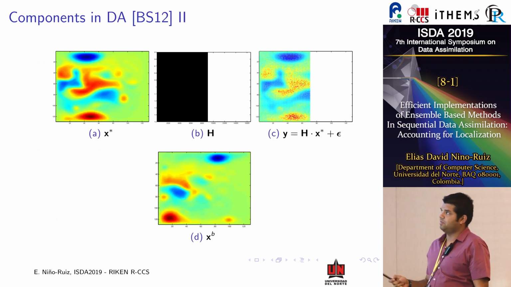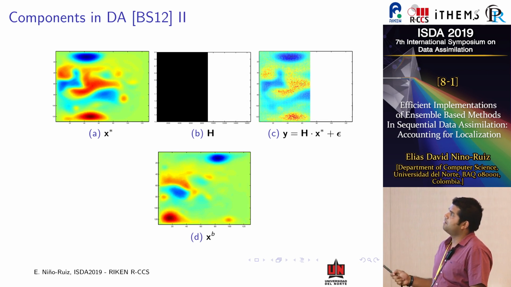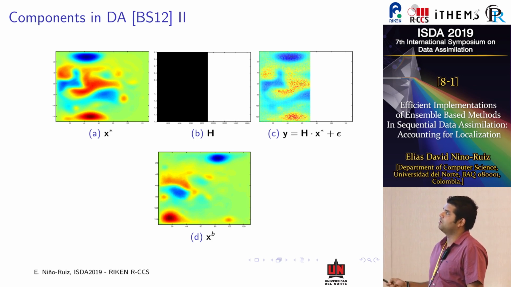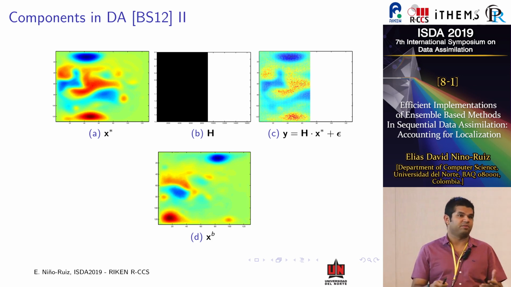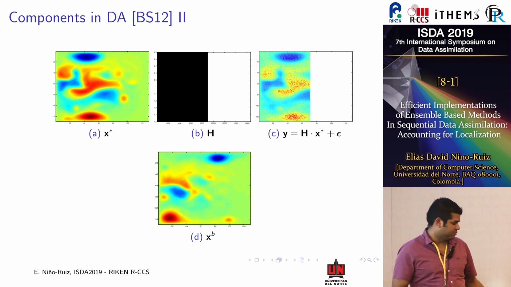So basically, we have the state of a system. We have, in this case, a linear observation operator. I have observations from the actual state of the system. I have a prior estimate of the state of the system. So the question is whether I can get a better estimation than the prior one given by the numerical model. And we know the answer is yes.